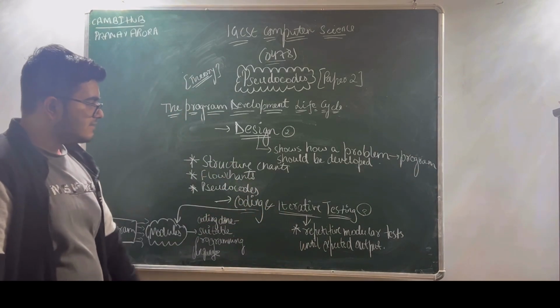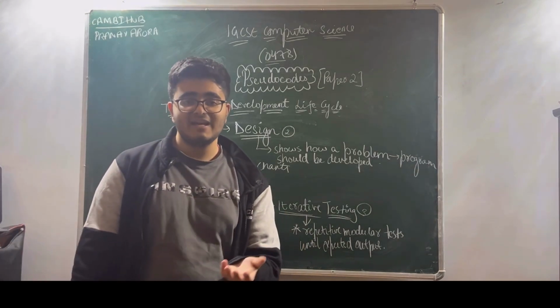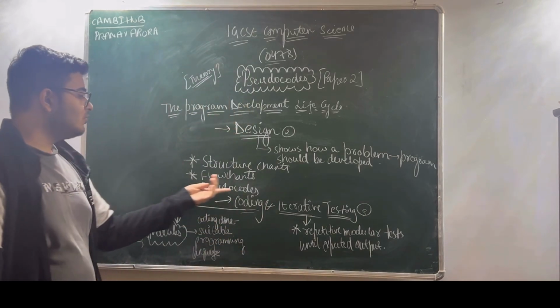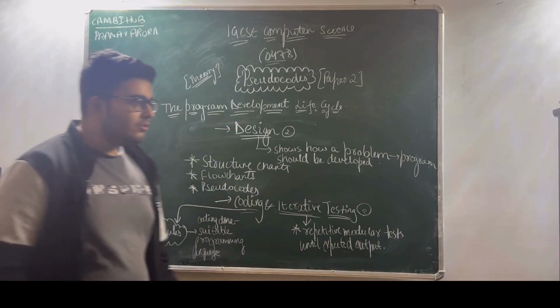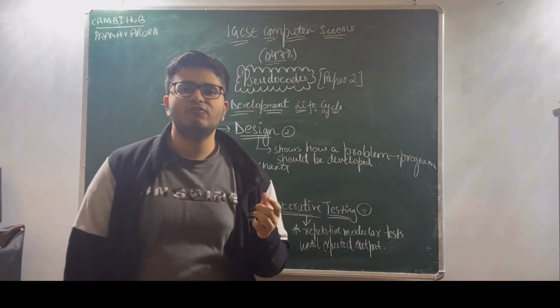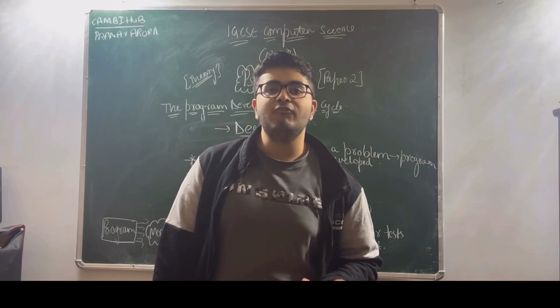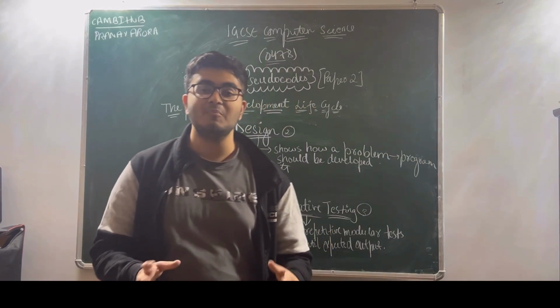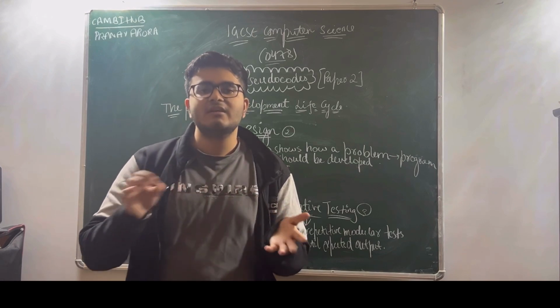We have flowcharts. Flowcharts everybody knows, but obviously IGCSE flowcharts are a bit different, right? We learn that also. And pseudocodes. Now what are pseudocodes? They come under the design stage. So the word pseudo means false. So pseudocode is a false code. It's not a real programming language. It does not exist on a computer. It is always written.